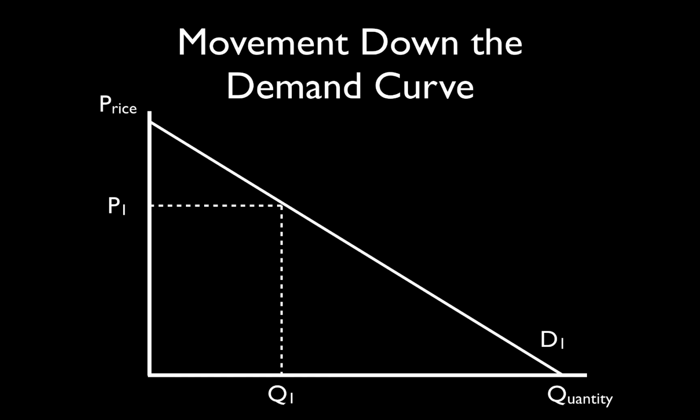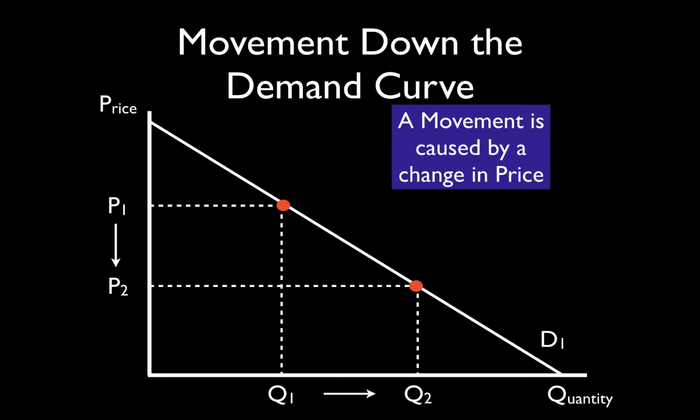Now, I am aware that all of this thus far in this video is a revision, but still I think it's important. So a movement down the demand curve. What we are saying is that the demand curve itself has not changed. We have simply changed the price, which caused us to move from the point where P1 touches the demand curve to the point where P2 touches the demand curve. A movement is only ever caused by a change in price. Everything else has remained constant. We have moved down, in this case, the existing demand curve from here down to here.